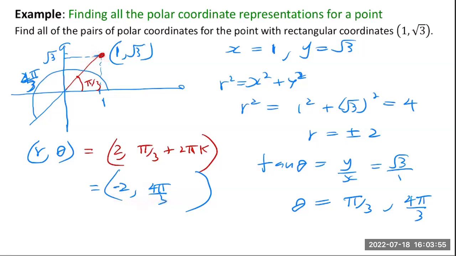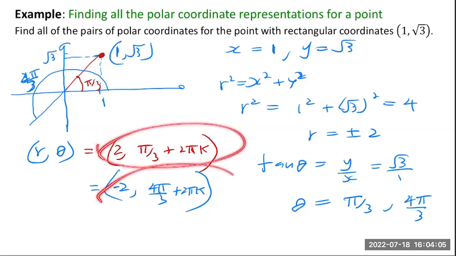Now I can add 2k pi to this angle. It should still be the same point from the previous theorem that we earlier discussed. So these are the two possible representations for the polar coordinates corresponding to this point 1 comma square root of 3 in the Cartesian plane. All right, that completes that example. Let's move on.